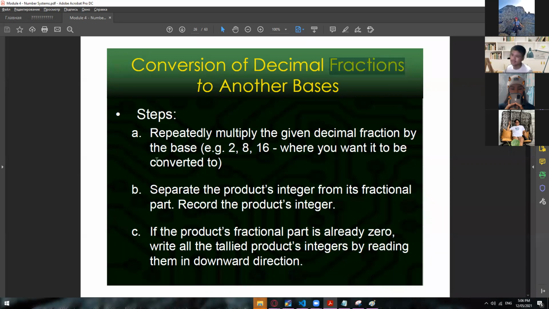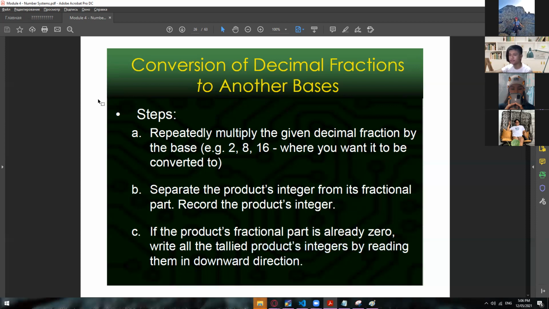Second step, separate the product's integer from its fractional part and then record the product's integer. Lastly, if the product's fractional part is already 0, write all the tallied product's integers by reading them in downward direction. Okay, so this one is actually the complete opposite of the integer decimal. So in here, instead of divide, we have multiply. And instead of getting the remainder, in here we are getting the integer as your final answer.